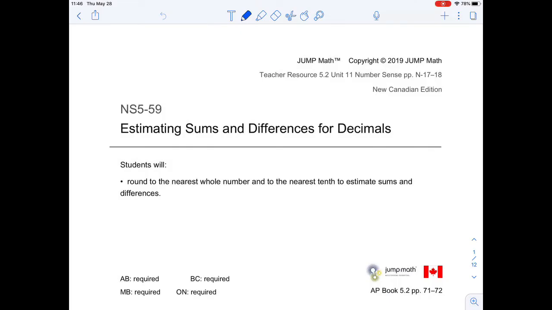Good day, everybody. Today we're going to do the final lesson of Unit 11 on decimals. Today's lesson is called Estimating Sums and Differences for Decimals. And by the end of the lesson, you should be able to round to the nearest whole number and to the nearest tenth to estimate sums and differences.